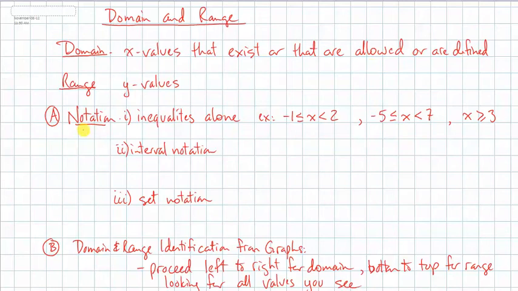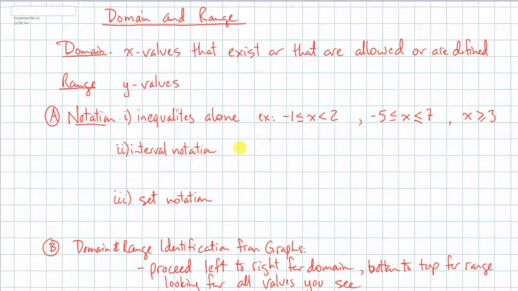Notation. You may be familiar with some or all of these, but I want to make sure that you've seen them. I can talk about the inequalities alone, such as this example. We read it as x being the subject, so I would say x greater than or equal to -1 and less than 2. Or maybe x is greater than or equal to -5 and less than or equal to 7. Or perhaps x is just greater than or equal to a number, as examples. These could all be with the value for y as well, for range values.